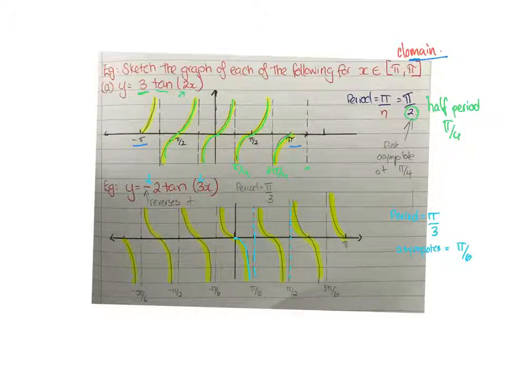So you can see I've put all the asymptotes, and you keep adding on a period. So here you've added on pi on 3 to get the next asymptote, and so on. And because we wanted the same domain as the question before, we've put them all in there.